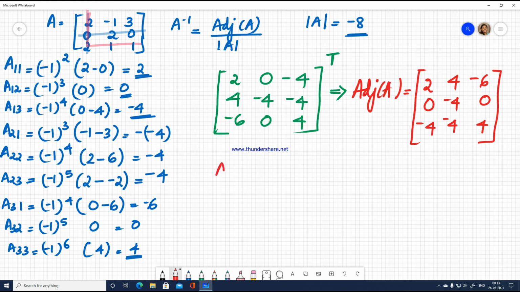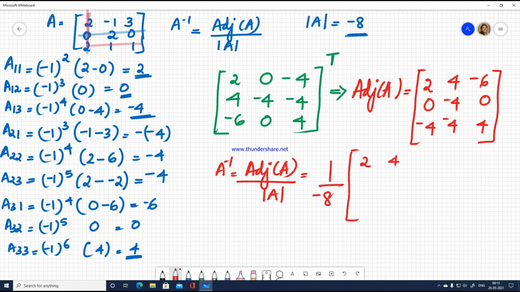Now, A inverse will be equal to adjoint of A by determinant of A. So that is 1 by minus 8 into 2, 4, minus 6, 0, minus 4, 0, minus 4, minus 4, 4. So this is how we find A inverse.